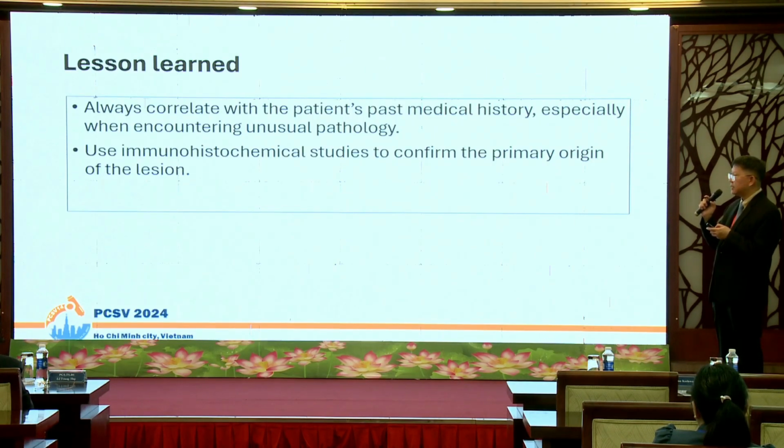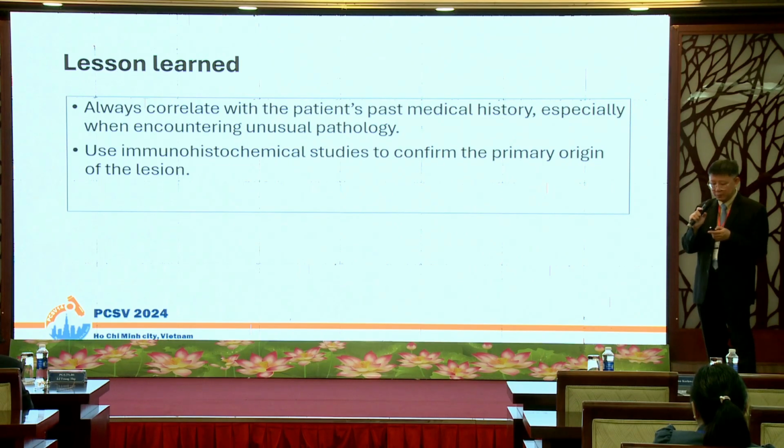So this is the lesson that I learned. When you see any unusual morphology of a tumor in any location, always think of secondary tumor, and just go back and review the medical record, medical history, and you need immunohistochemistry study to confirm your diagnosis.